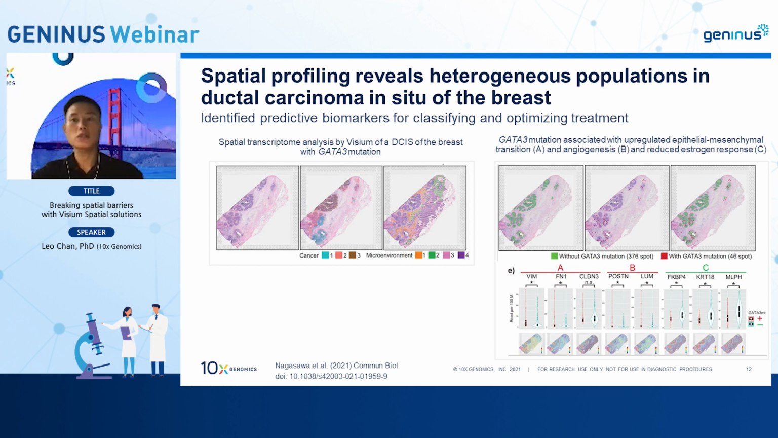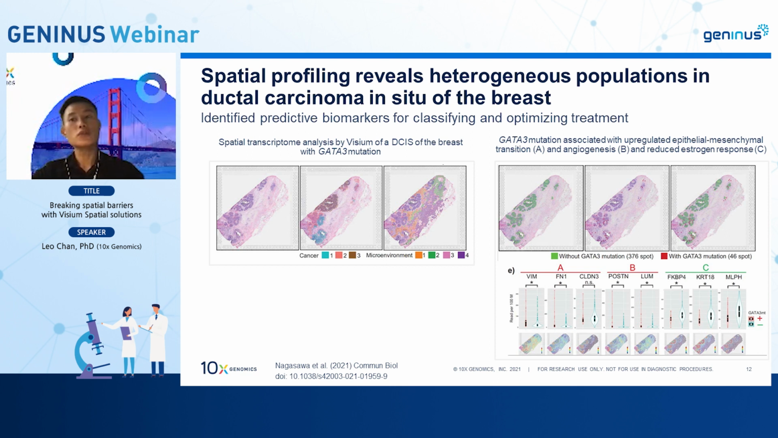The spots with GATA3 mutations are mainly enriched with signatures for epithelial-mesenchymal transition, or A, and angiogenesis, or B. The spots without the GATA3 mutations are mainly enriched with signatures for tight junctions, estrogen response, that is C, and mTORC1 signaling.